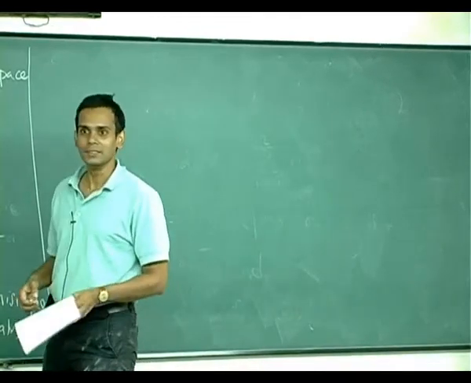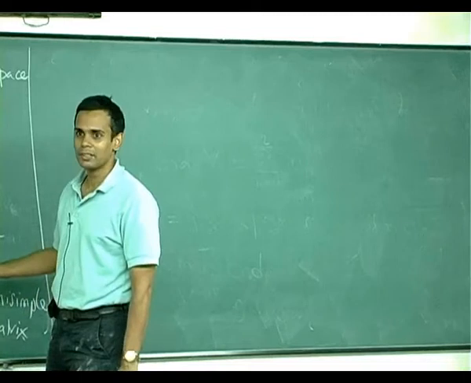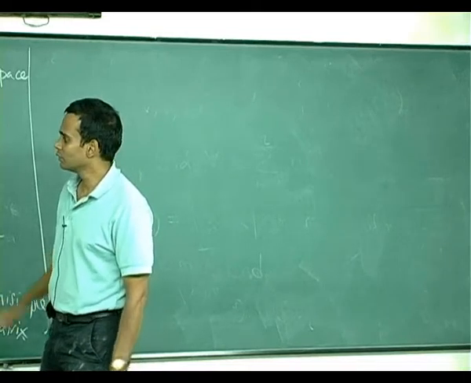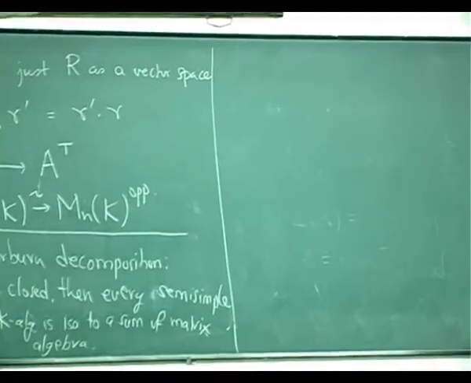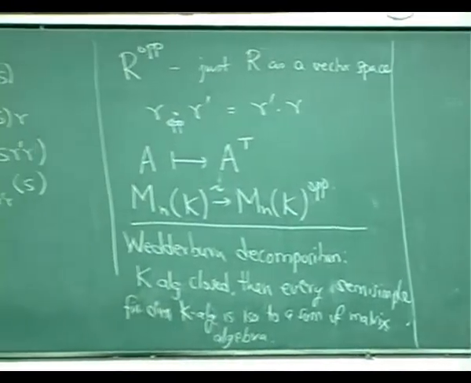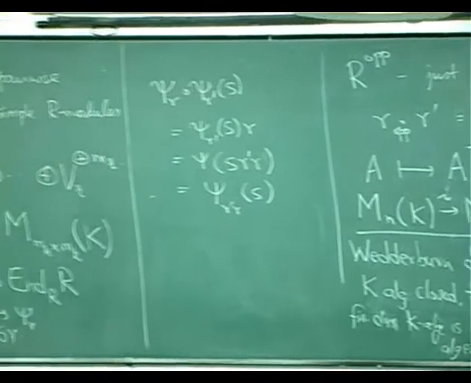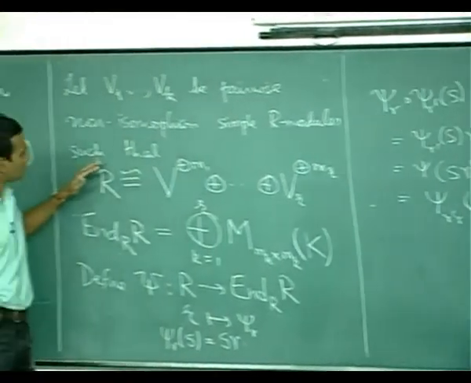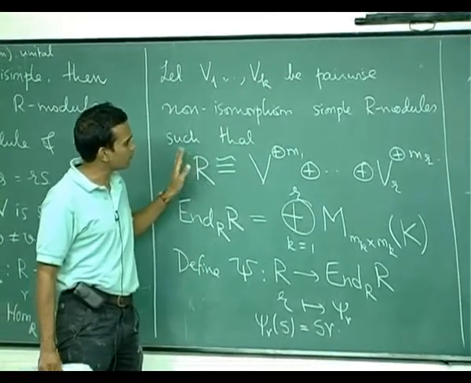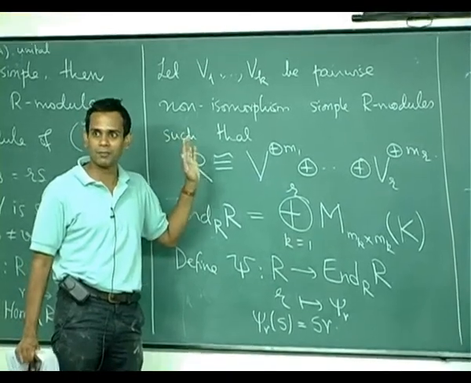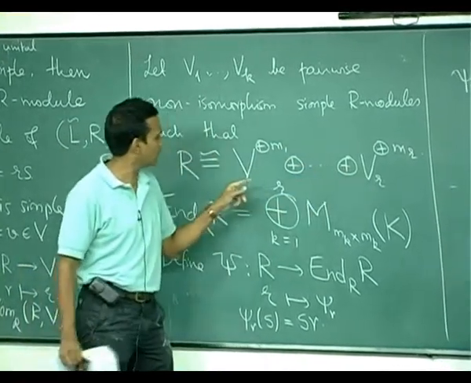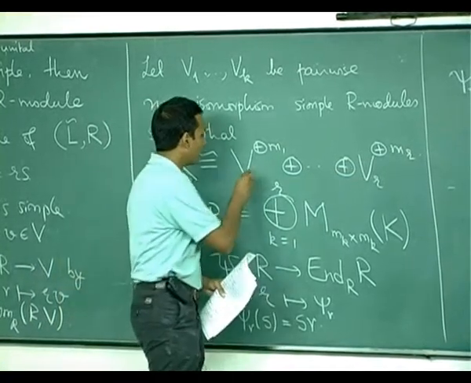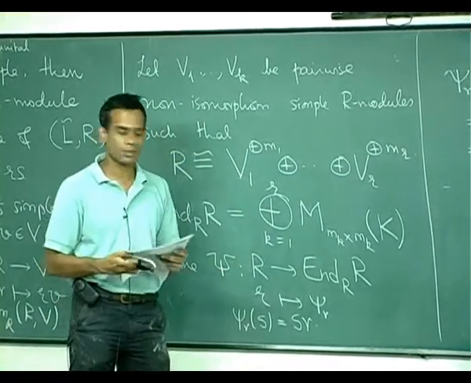What's the question? How do we prove the Wedderburn theorem? So let me just explain again. We take the left regular R module. Because R is semi-simple, we know that we can write it as a sum of simple R modules. So here's a decomposition into a sum where I assume that V1 up to Vr are pairwise non-isomorphic.